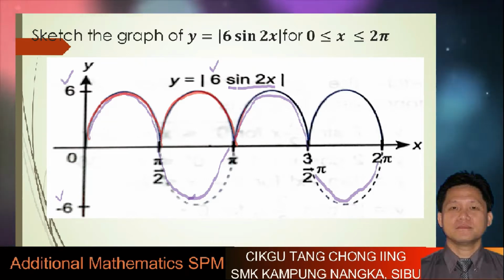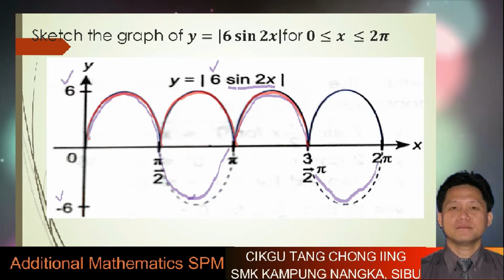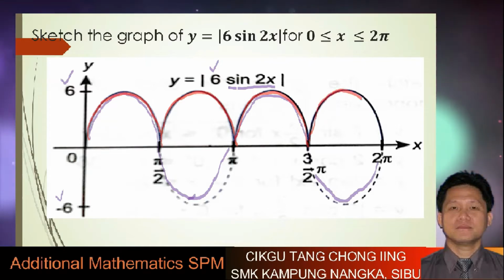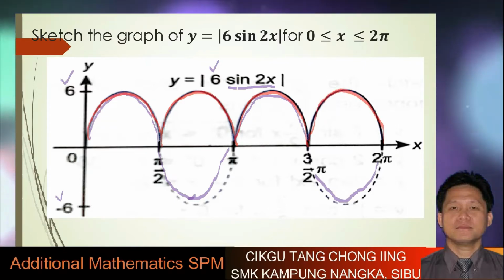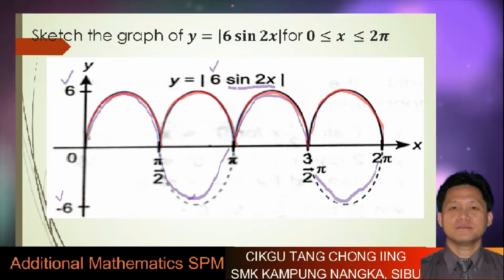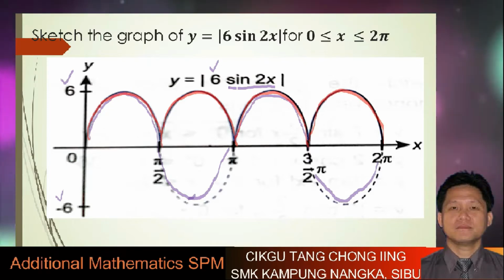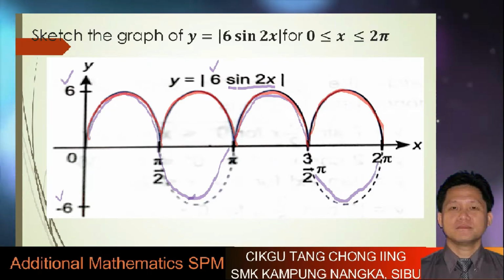And the third one here, no change, still the same. And lastly, the negative part becomes positive here. So this is y equals the modulus of 6 sine 2x, the graph that I have colored in red.